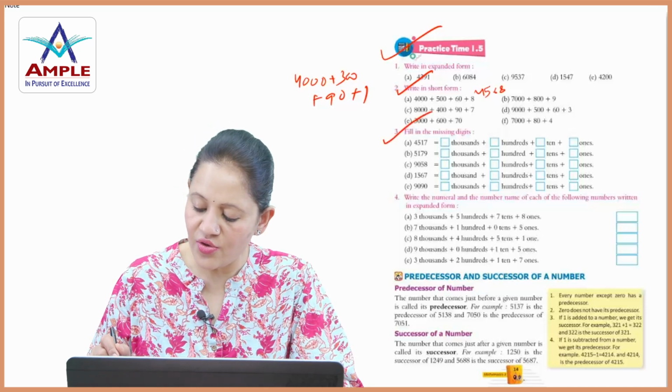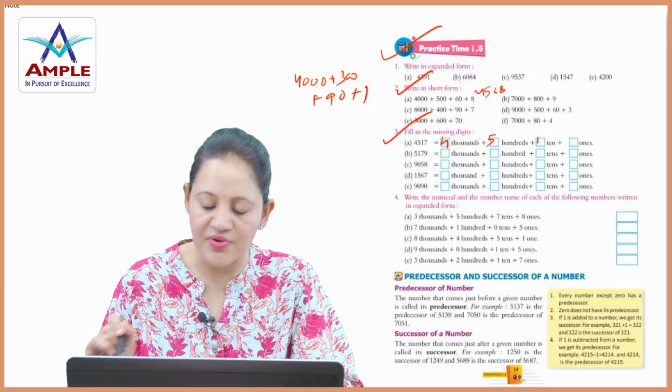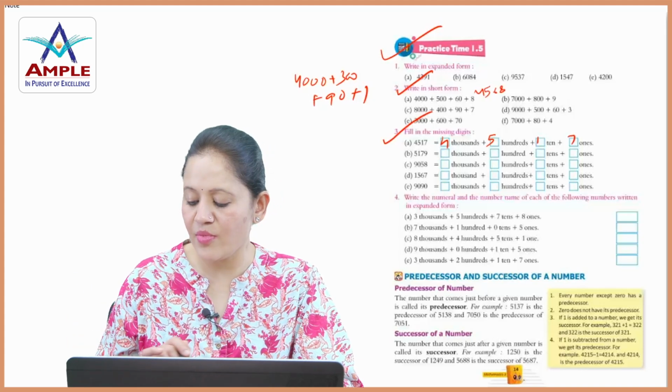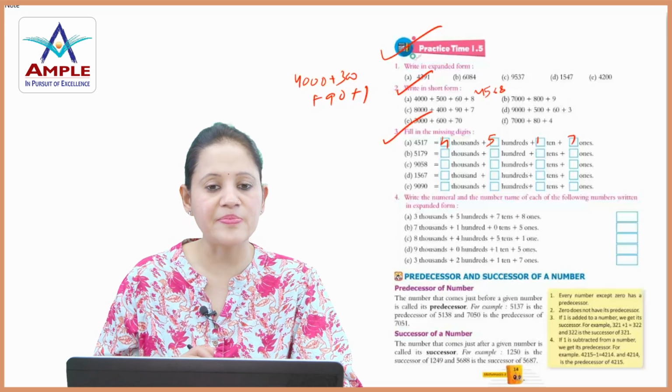4517. So 4000, 500, 10 and 7 ones. Clear? We have to write the number in expanded form, like we have done earlier.